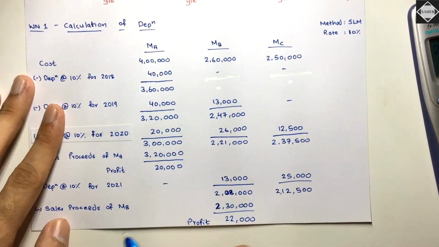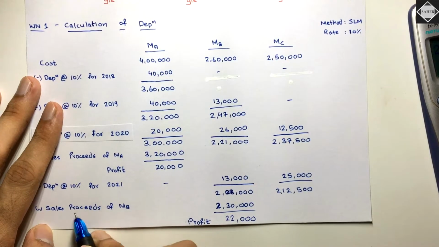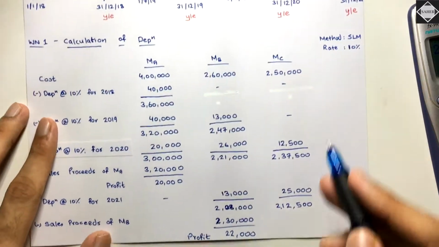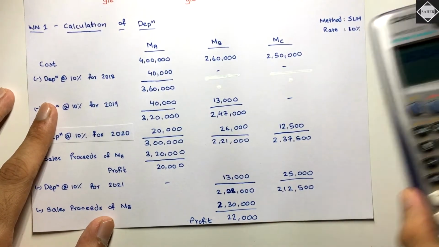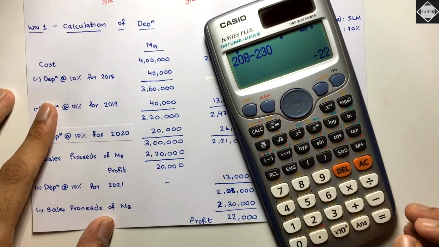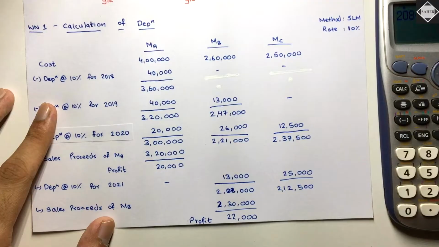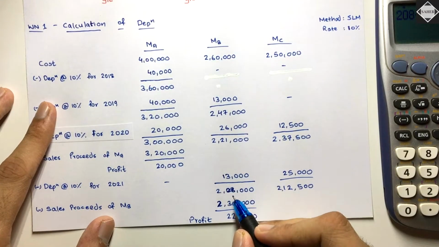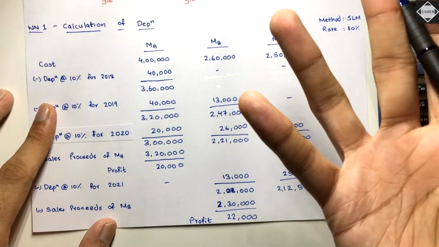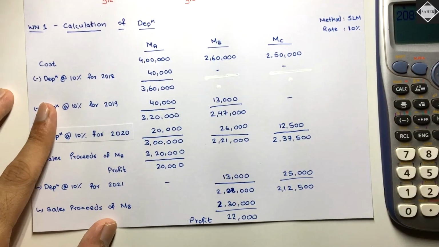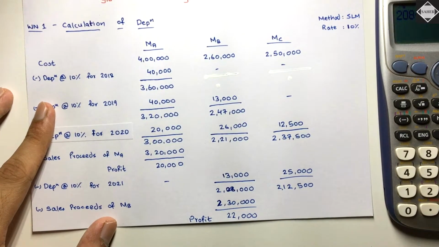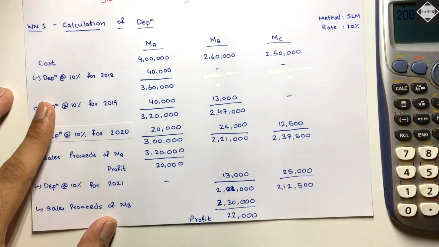From this you have to subtract the sale proceeds of machine B, which is given in the question. It's 2,30,000. So 2,08,000 minus 2,30,000, you will get profit or loss. That's equal to 22,000. Understand properly, it's really simple. Your book value is 2,08,000 and the sale proceeds are 2,30,000. So sale proceeds are more. You have got more money, so immediately you can understand you have made a profit of 22,000. Easy, simple. So machine B is over.